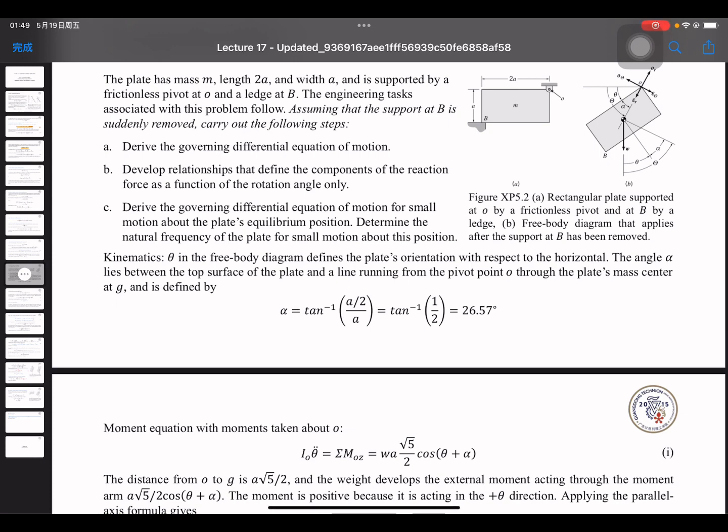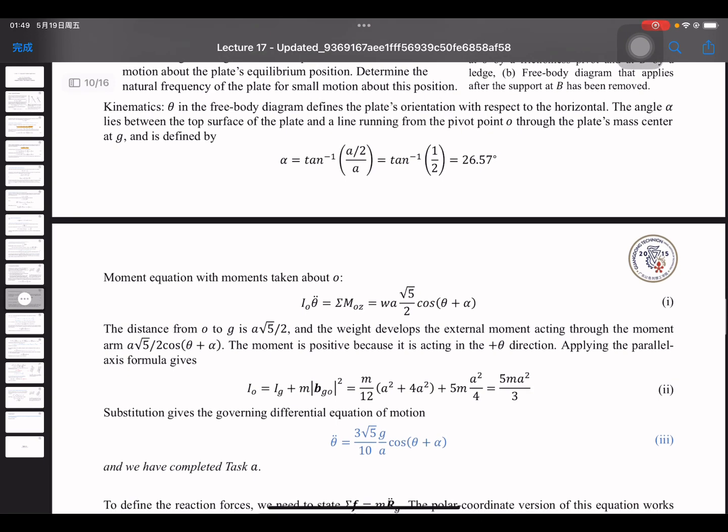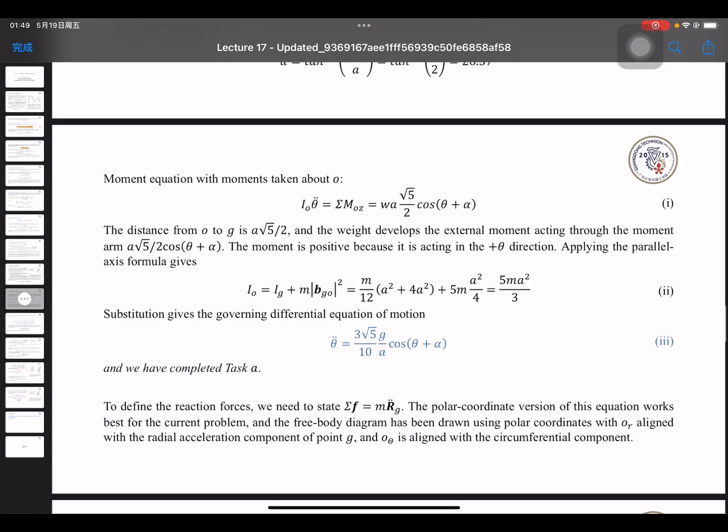The angle alpha lies between the top surface of the plate and a line running from the pivot point O through the plate's mass center at G, and is defined by alpha equal to the tangent of minus A over 2 times A. So we can get a value. Then let's use the moment equation with moments taken about O.